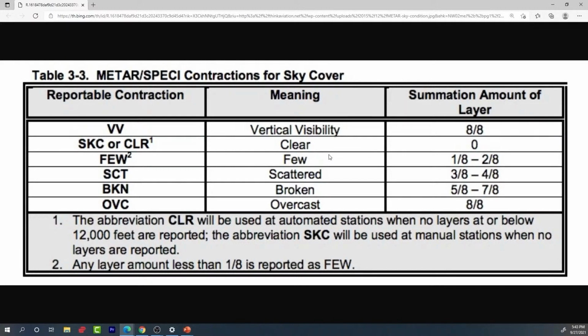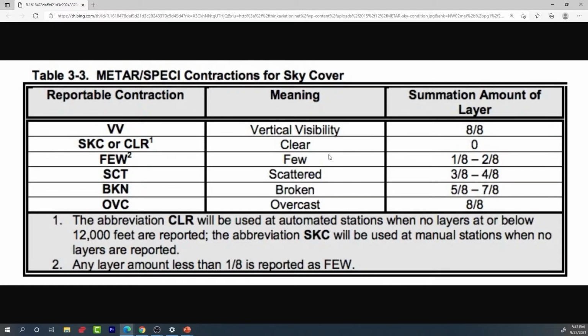So very simply, sky clear or clear, SKC or CLR, is just clear. There's no clouds in the sky. Few clouds, FEW, would be 1/8 to 2/8. Scattered, SCT, would be 3/8 to 4/8. Broken is BKN, and that is 5/8 to 7/8. And then overcast, OVC, is basically 8 out of 8. So just a completely socked in layer at that point. It'd be nice if they made these into quarters of pizza pies, but of course they've got to do it in eighths, but that's how the numbers break down.